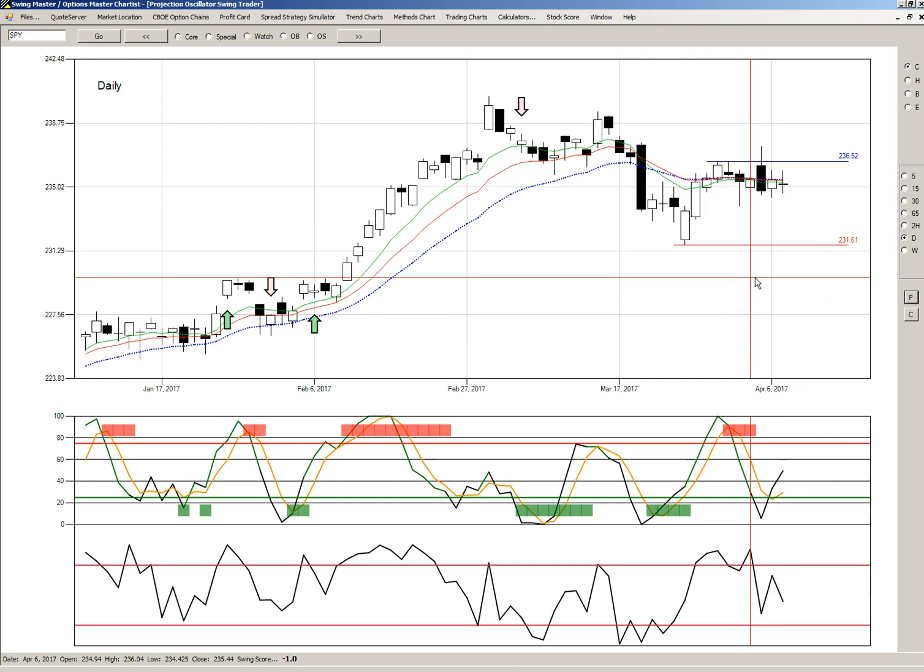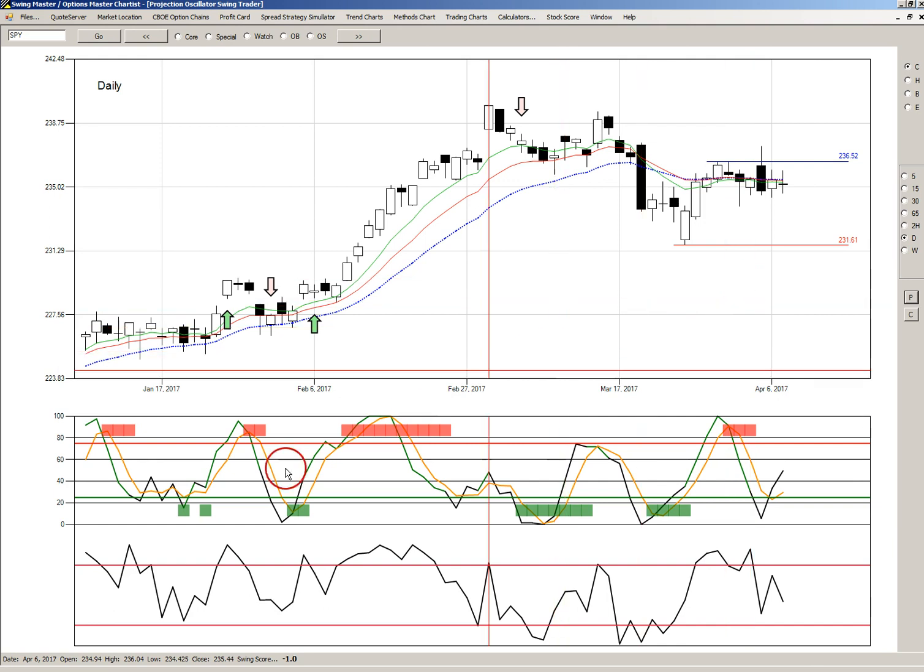All right, this is a really quick overview of the projection oscillator and how you can use it to formulate a realistic swing trading strategy, and I hope you found this useful.